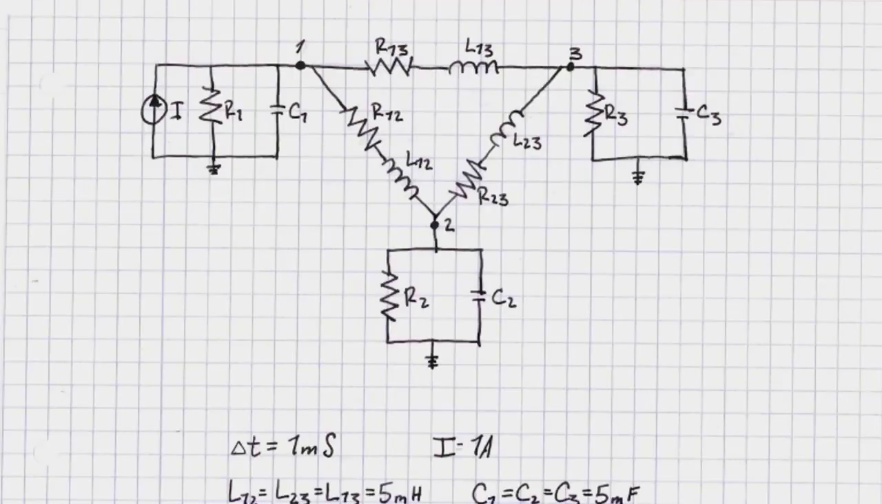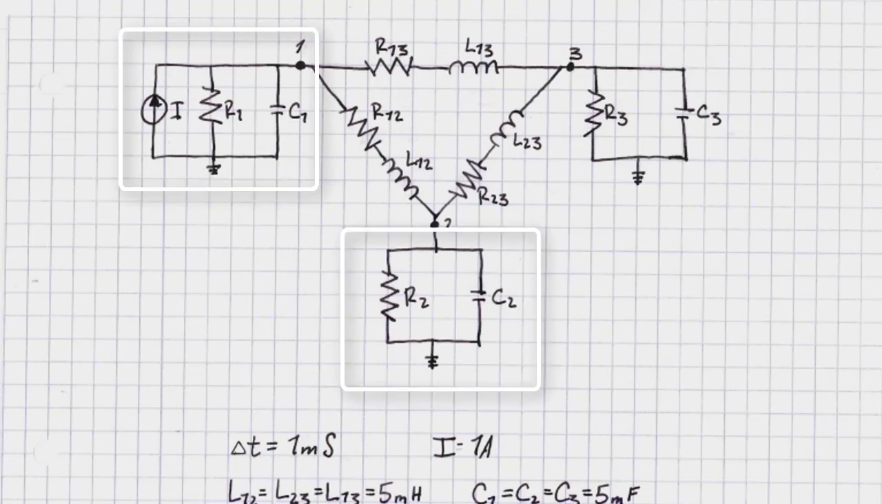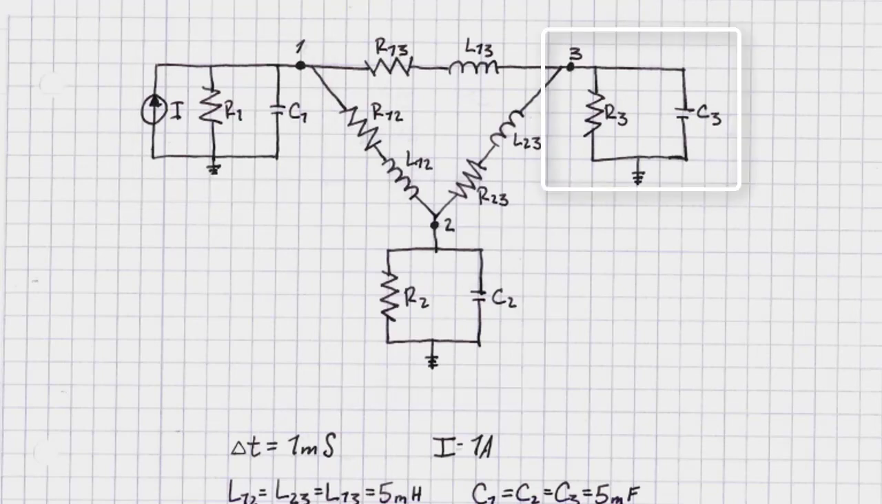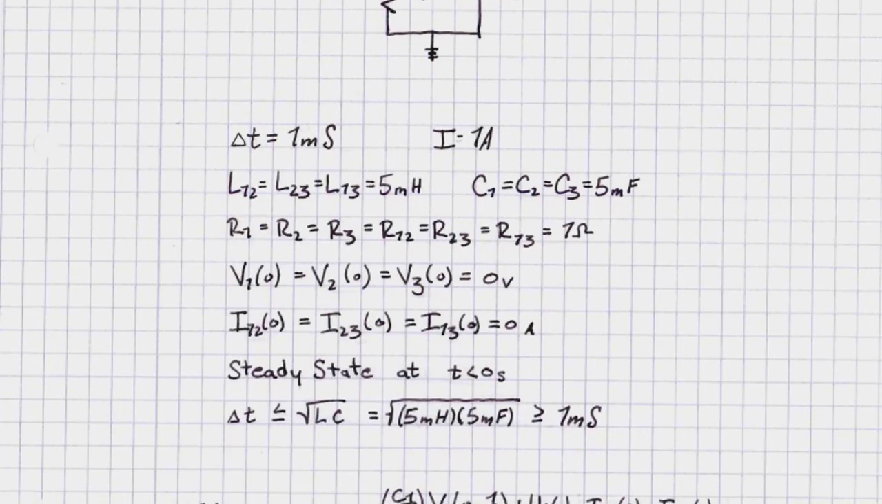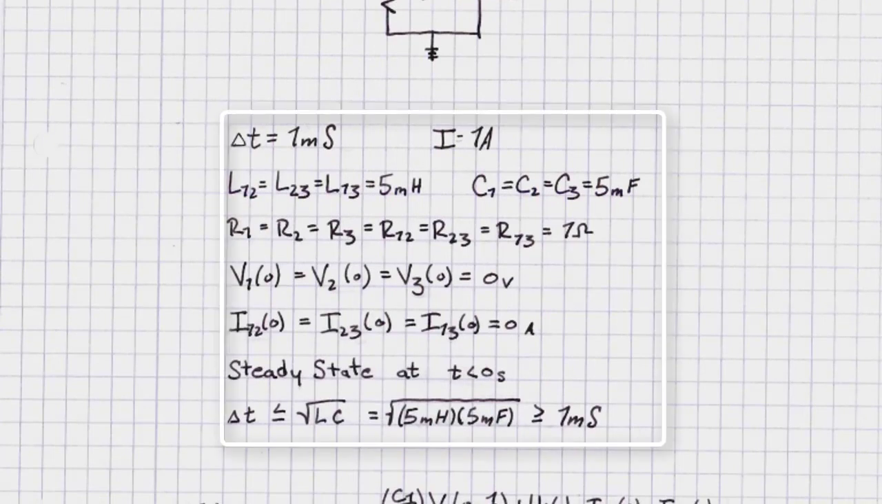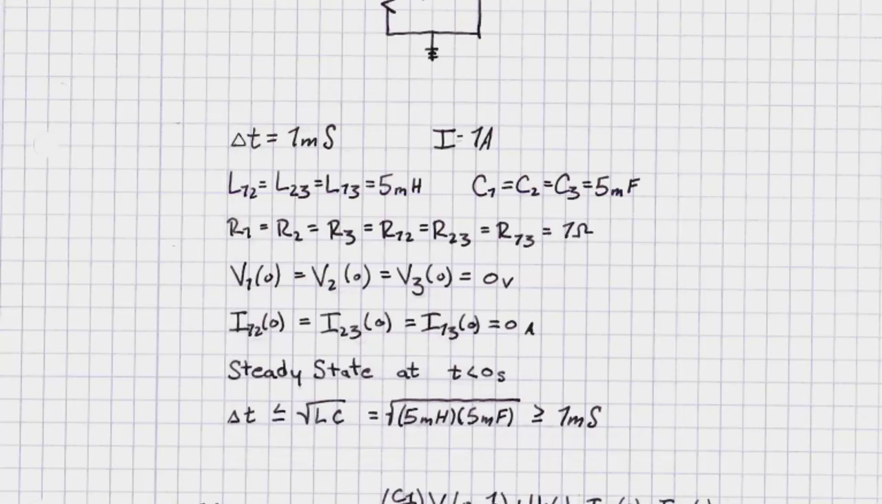Using the equations we derived earlier, we can solve this example. Please note I've labeled nodes 1, 2, and 3 to make this easier. As you can see, section 1 to ground, 2 to ground, and 3 to ground, along with segments 1 to 2, 2 to 3, and 1 to 3. Below we have our givens. All the L's, C's, and R's have been set equal to each other, with a time step of 1 millisecond and an amperage source of 1 amp.